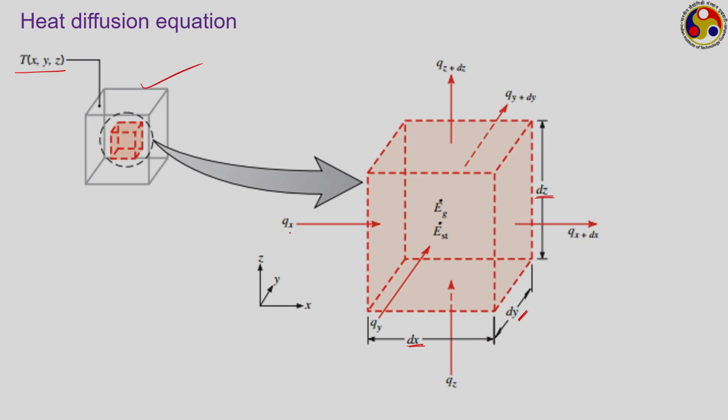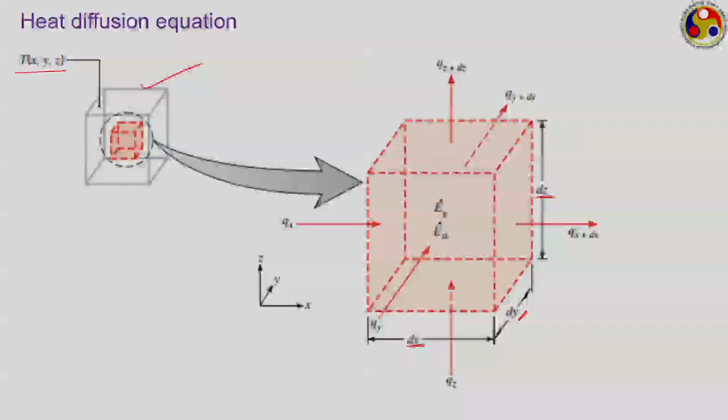q dot x or qx, though I have taken this particular diagram from the book of Incropera and DeWitt, where they have not put the dot notations, but for our convenience, just to be consistent with our notation, let me put the dot here. This q dot x represents the conduction heat flux which is going in the x direction and is entering this block from the face that is shown.